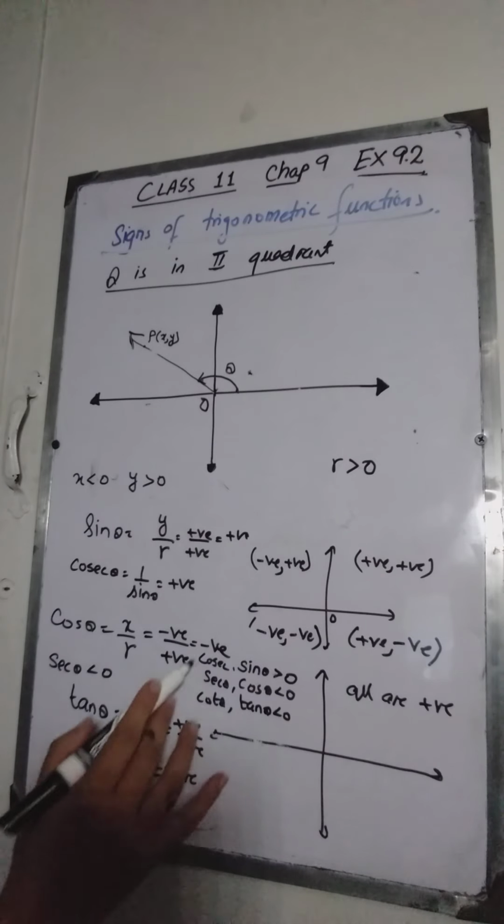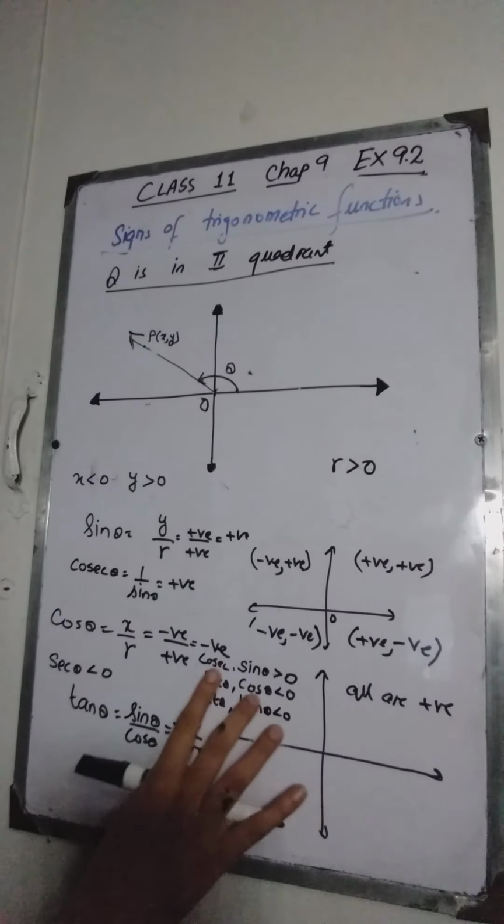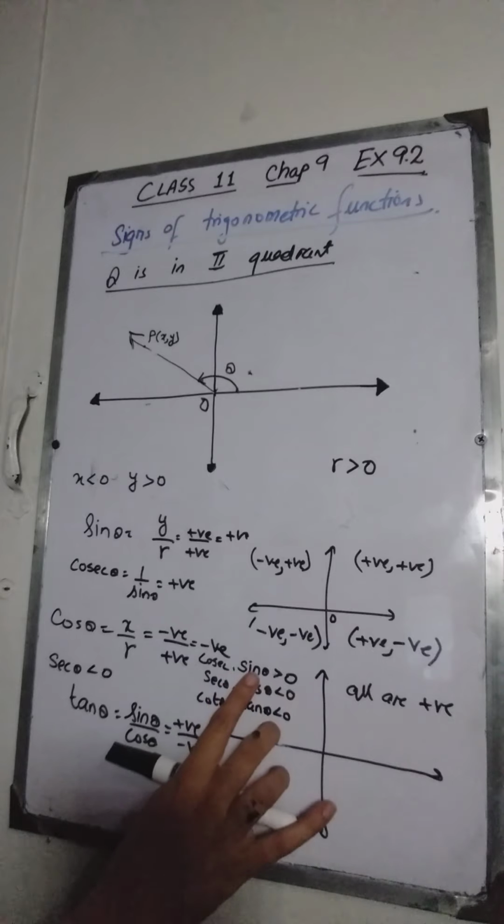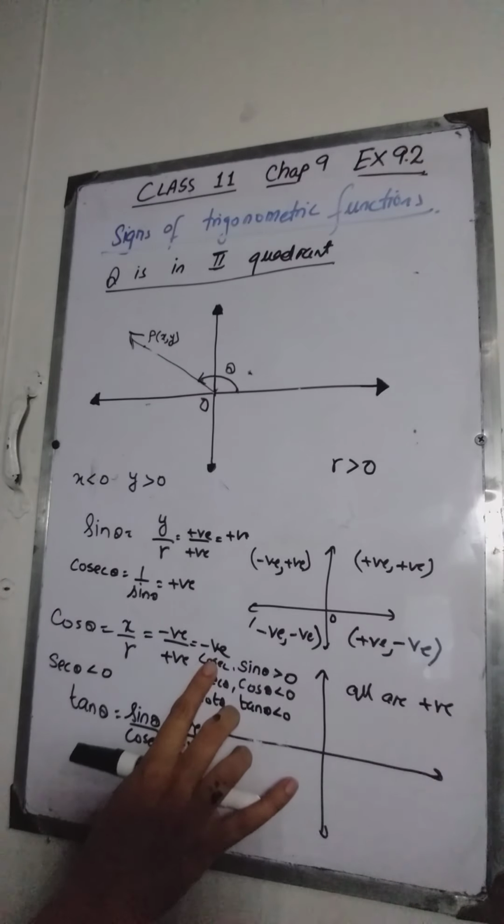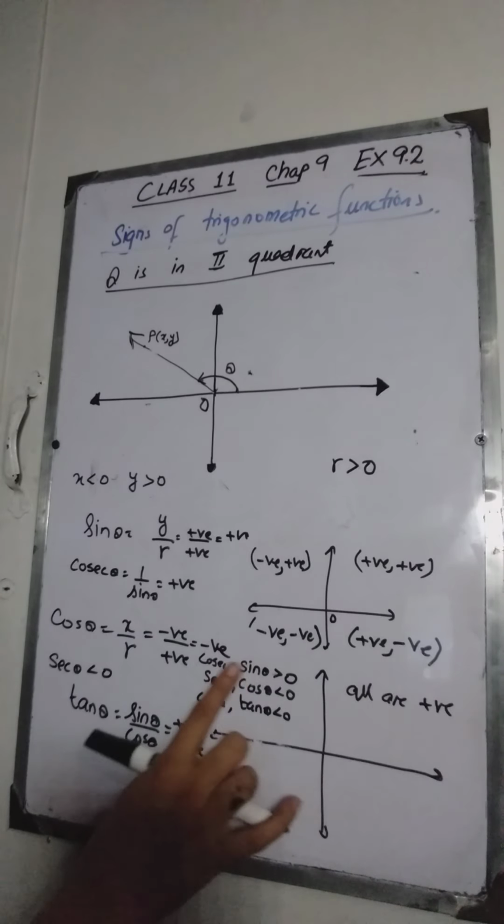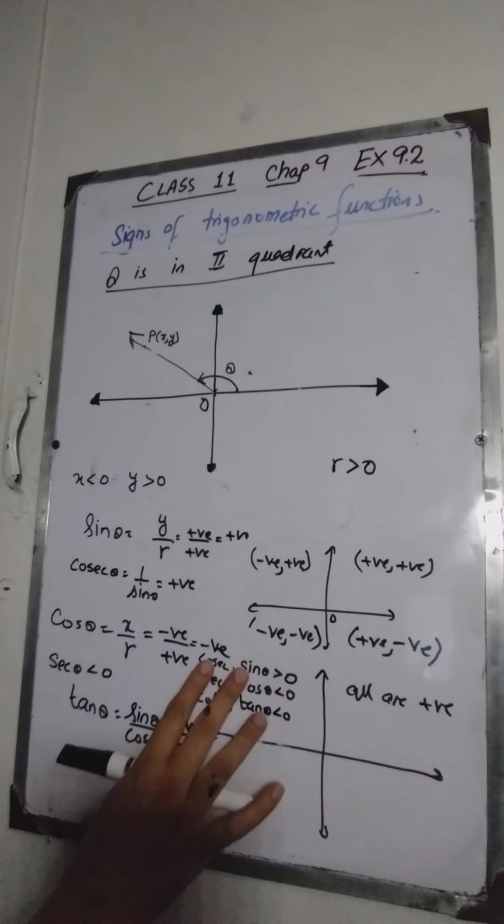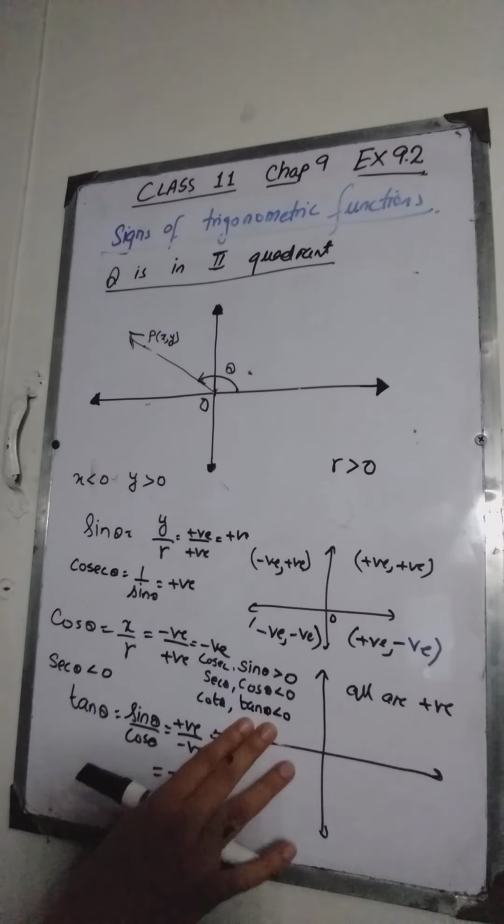So if you carefully see it, all the ratios are negative except sine theta and cosecant theta. These are the two ratios which are positive in the second quadrant.